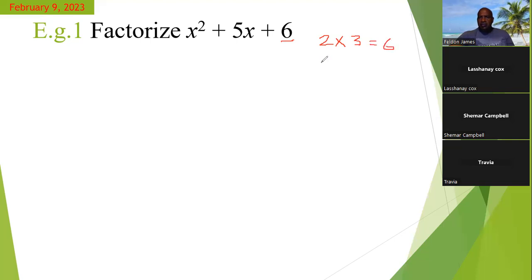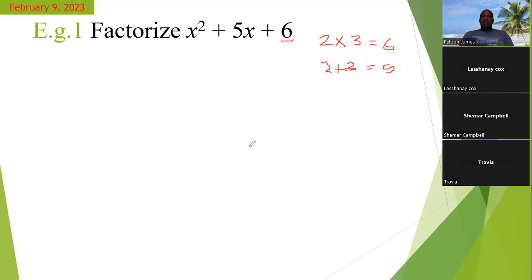And we know that 2 plus 3 gives you 5. So it means that these two factors satisfy what we're looking for. So that's always what we're doing. We're looking for two numbers that multiply to get C, which is the last term. And the same two numbers, when we add them, we get the coefficient of the middle term, which is the number in front of the x in the middle.